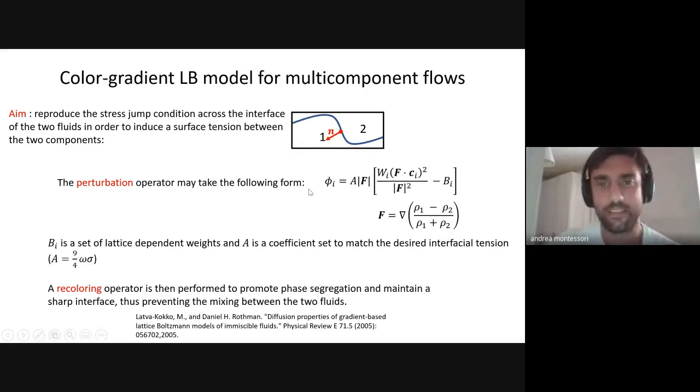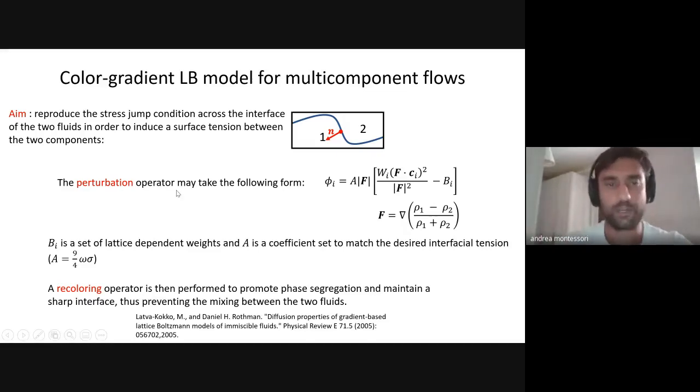Just to let you know that this form of the perturbation term is compliant, macroscopically, with the capillary stress tensor. So macroscopically, we have a system of equations that is a conservation of mass and a conservation of momentum with an additional term which calls for the stress jump condition, which is physically based and is in accordance with the correct form of the capillary stress tensor.